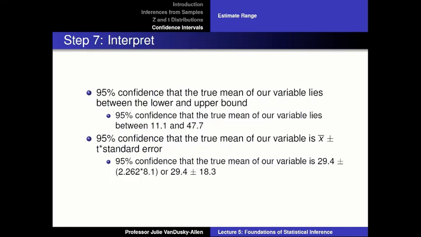Now we are finished calculating the confidence interval, we can interpret it. We would say that we have 95% confidence that the true mean of our variable lies between the lower and upper bound that we calculated. Or, applying it to our example, we would say we have 95% confidence that the true mean of our variable lies between 11.1 and 47.7. We could also say we have 95% confidence that the true mean of our variable is the mean of the variable plus or minus the t-value times the standard error. Or we could say we have 95% confidence that the true mean of our variable is 29.4 plus or minus 18.3.